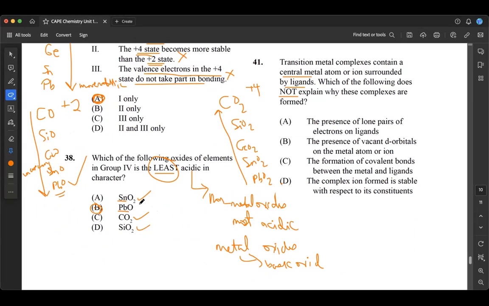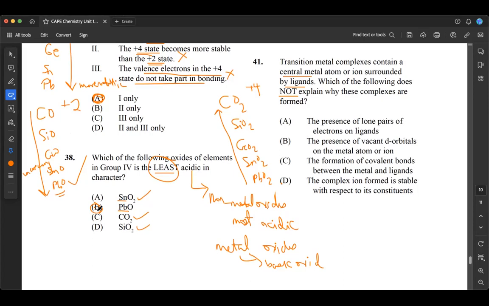So the least acidic will be this one here, which is when the lead is most metallic in nature in this +2 state, right? So it's going to be basic, right? And not acidic at all. So 38 is going to be B.